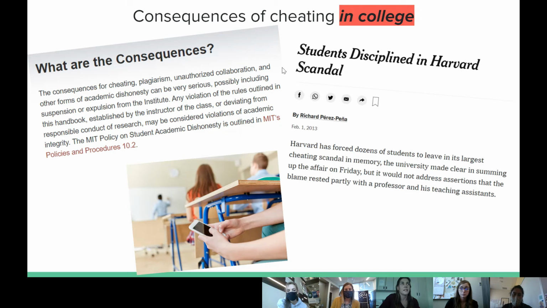You can see this is happening. This is MIT's policy over here. And over here, you've got Harvard's policy and a cheating scandal in which they had to expel a large group for cheating. This is a real thing that actually happens.